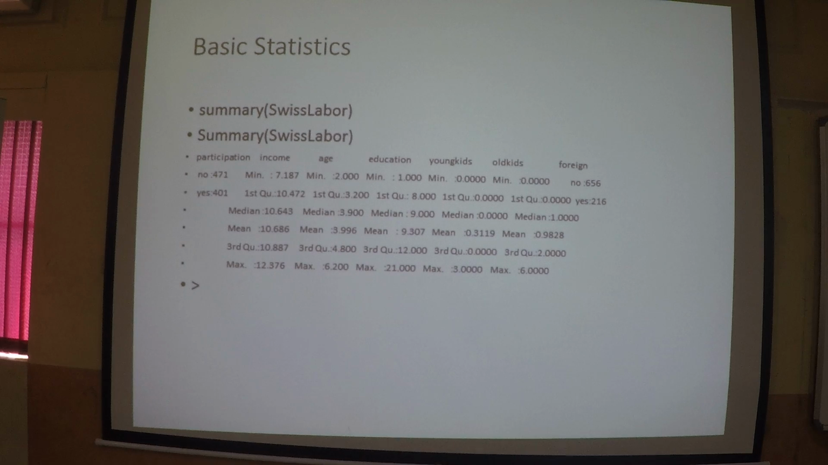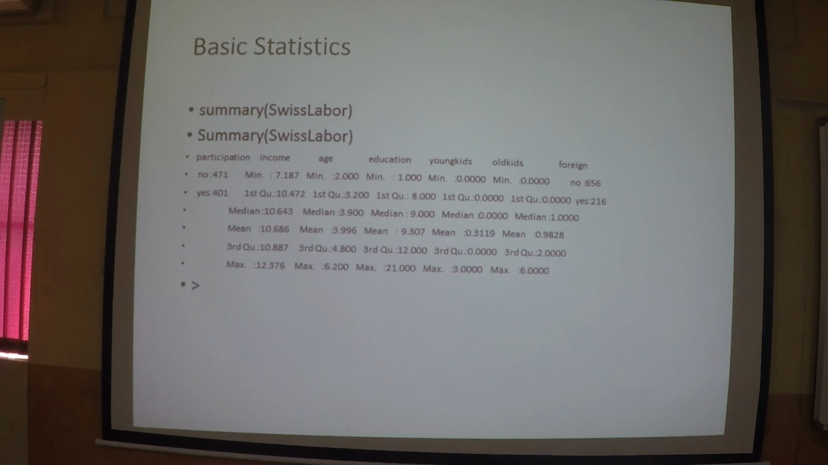Now if you summarize the data, what does it say? Participation: there are 471 people saying no and 401 people saying yes. So out of the 472 people covered by the survey, 471 were not participating in the labor market, 400 were participating. The mean income is 7.187. Of course, it's the natural log of income.